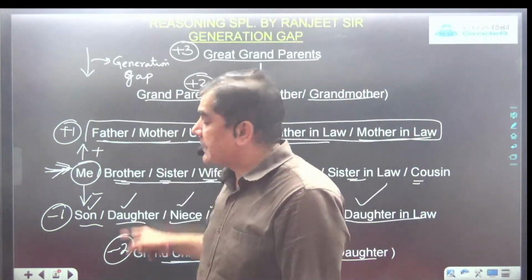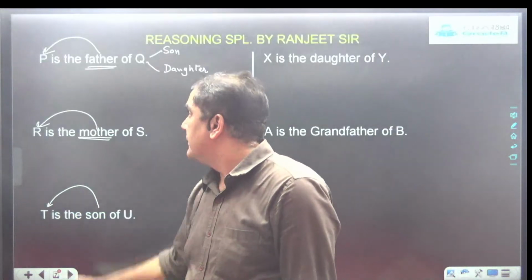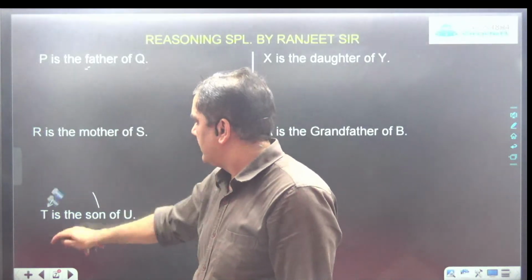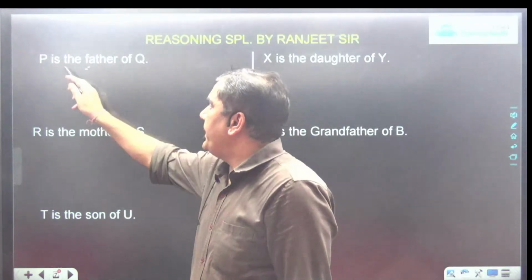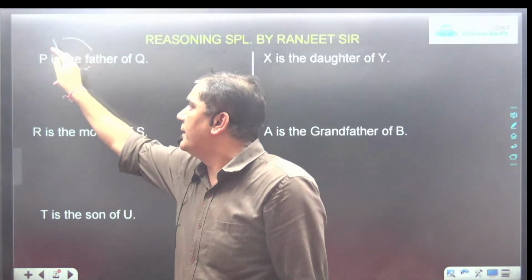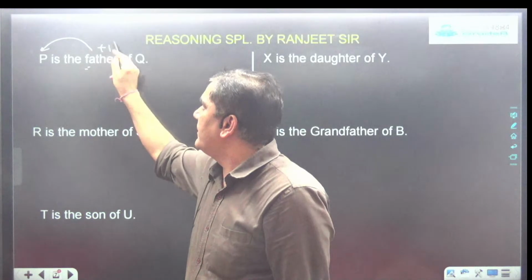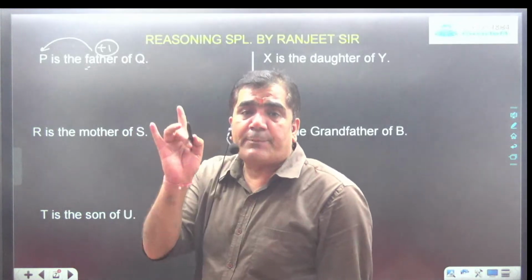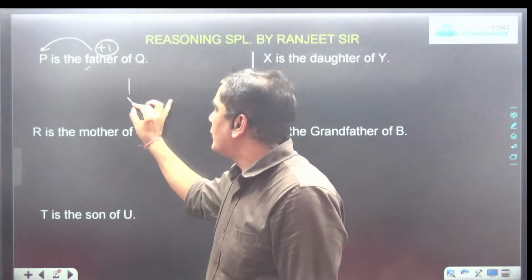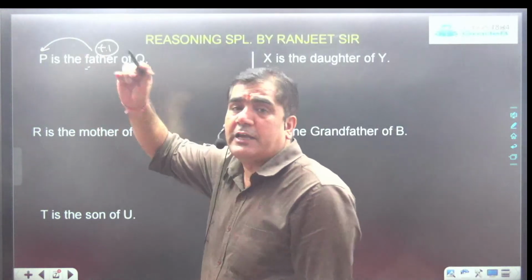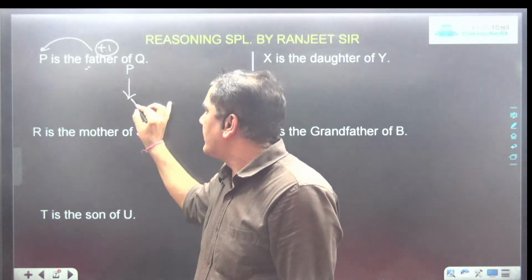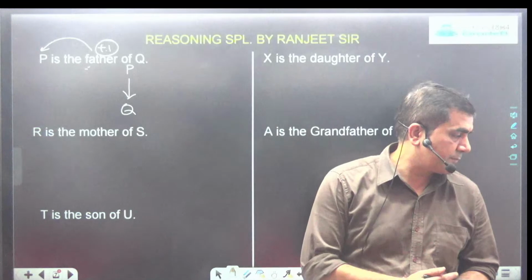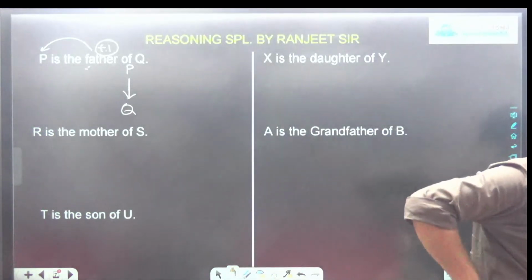Okay, let's use this concept in my previous statement. Now let's start. How to plot it? See, here it is given P is the father of Q. So who will be father? Father will be P, and father always stands for +1. +1 means a gap of 1 generation, so 1 arrow is going to come. Plus means above, so P will be at the top followed by Q. This is how you need to understand the concept. Clear? Any problem?